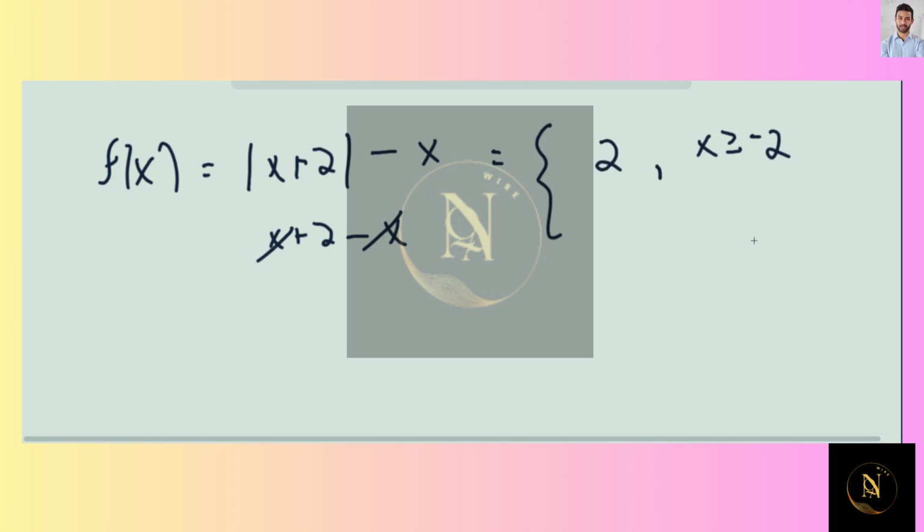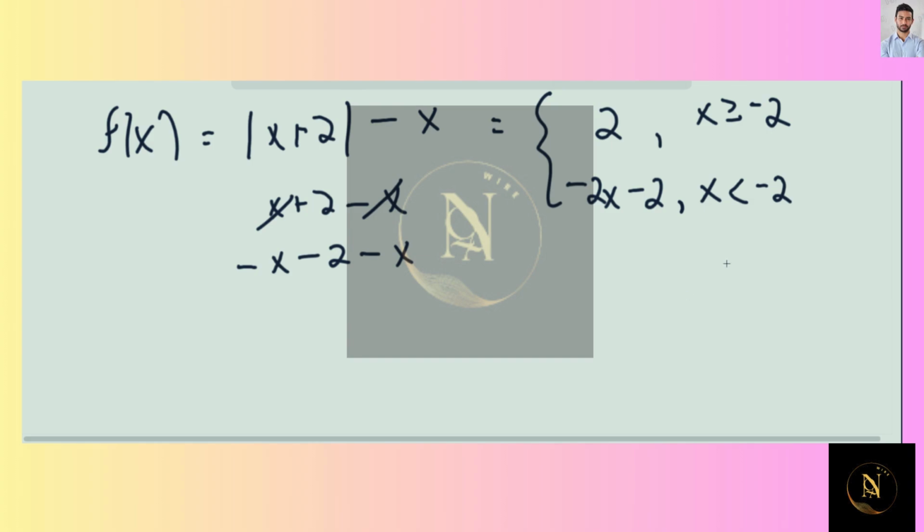On the other hand, if x is less than negative 2, then this function will be negative, and when we take the absolute value, it's actually going to be the opposite of that value. And we're going to get negative 2x minus 2.